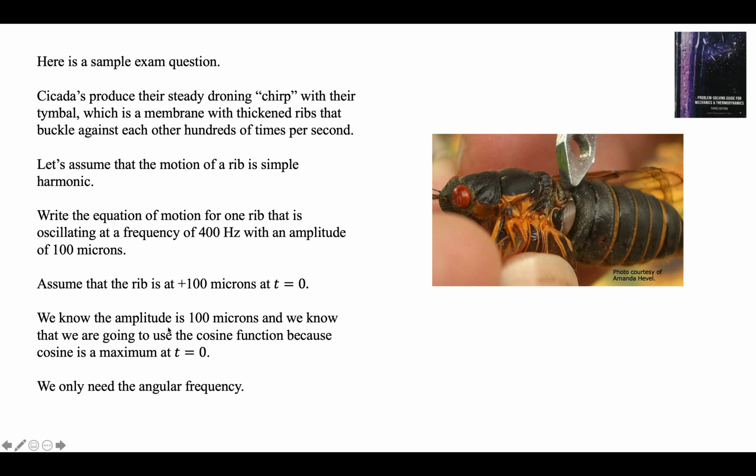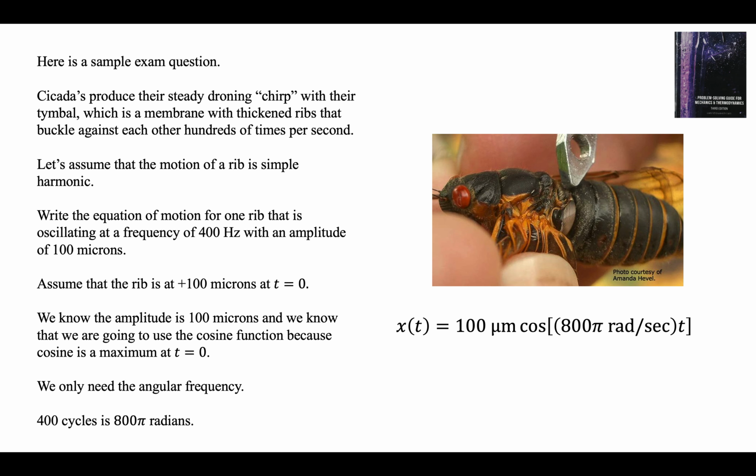Cosine of 0 is 1. So now we only need the angular frequency. That's our last parameter. And you might want to pause it and see if you can figure out what omega is. The frequency is 400 hertz. 400 cycles every second. If it goes 400 cycles every second, how many radians does it go every second? 400 cycles is 800 pi radians because each cycle is 2 pi radians. So there's the equation. X of t is 100 microns, cosine 800 pi radians per second t.